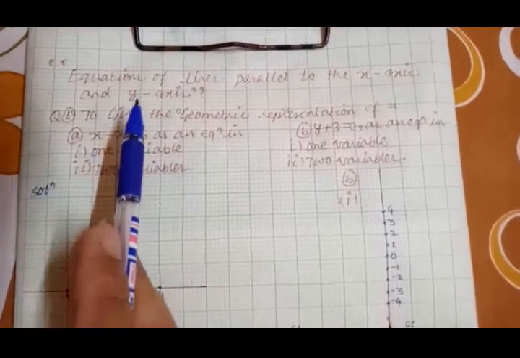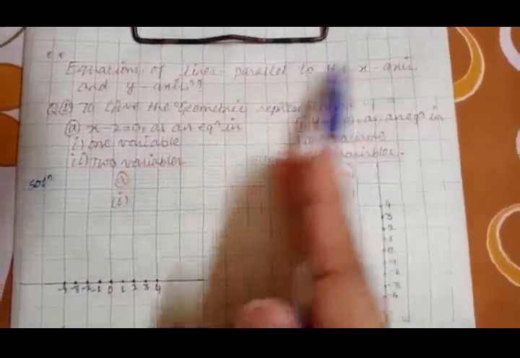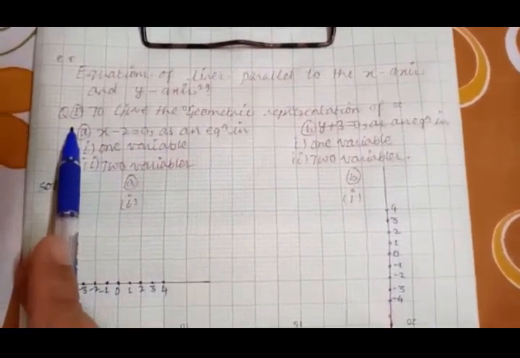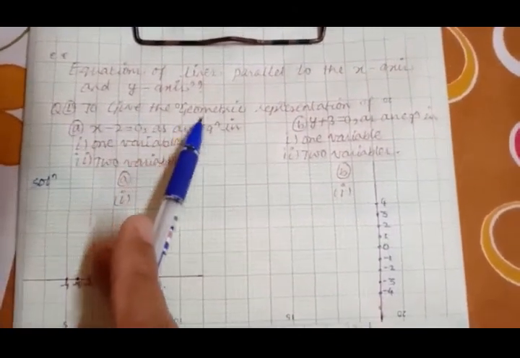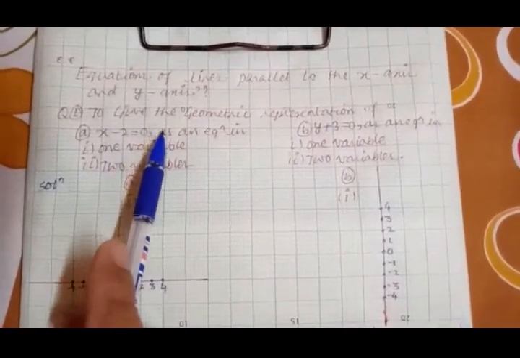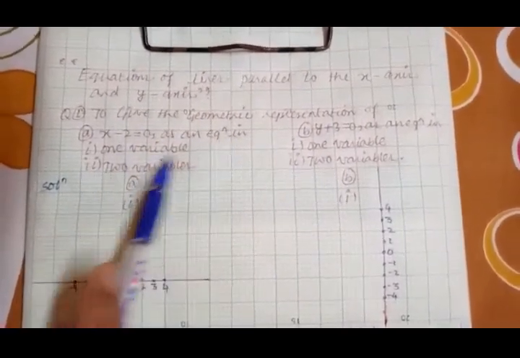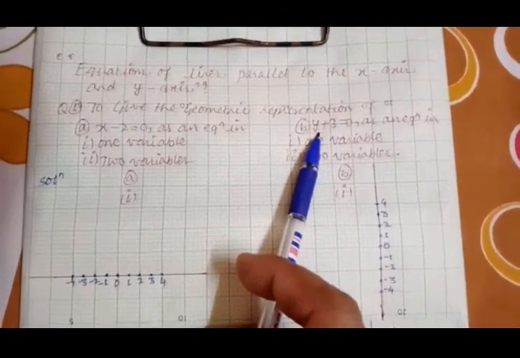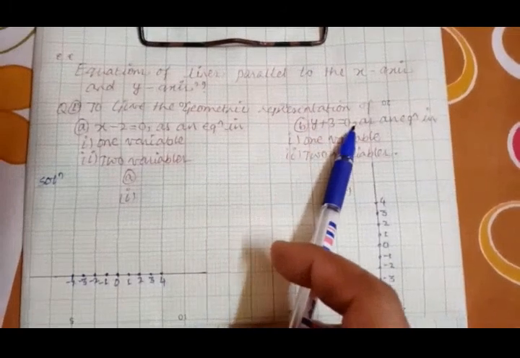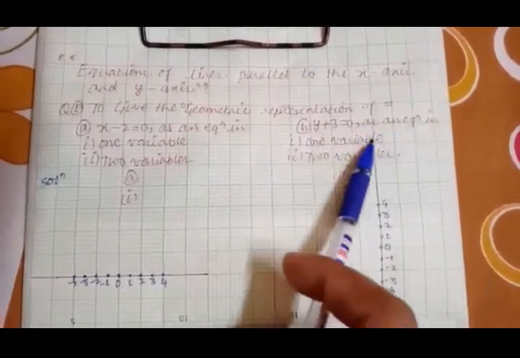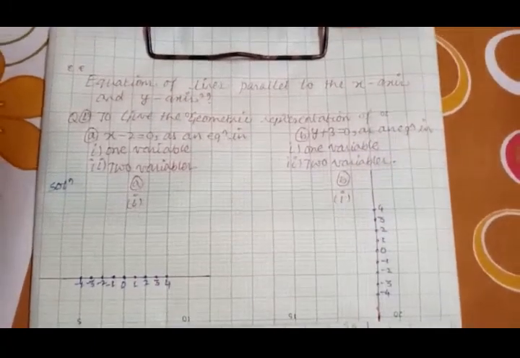Start with the next topic, equations of lines parallel to the x-axis and y-axis. For that purpose I have taken an example where we have to give the geometrical representation of x minus 2 equal to 0 if it is treated as an equation in one variable and in two variables. Similarly, we have to give the geometrical representation of y plus 3 equal to 0 if it is given as an equation in one variable and in two variables.